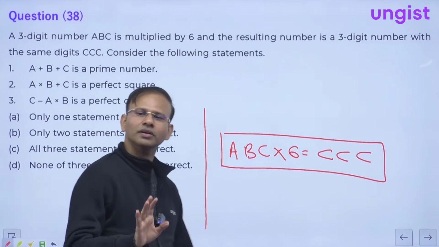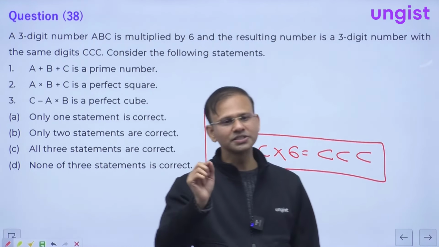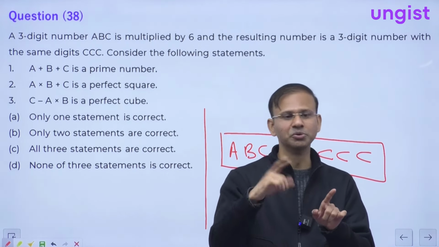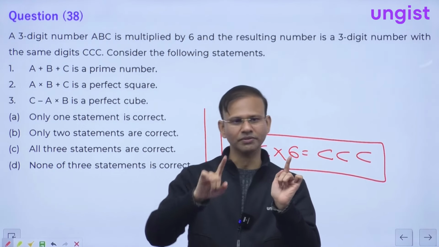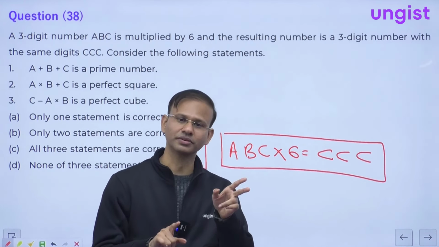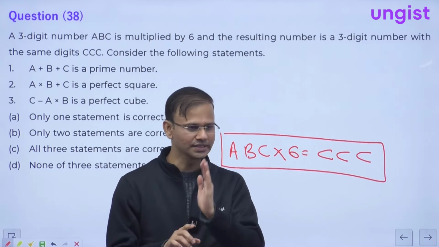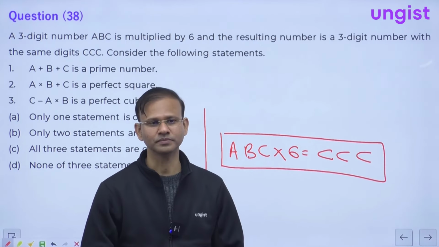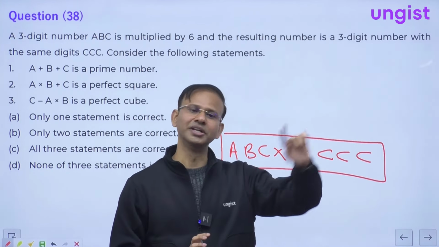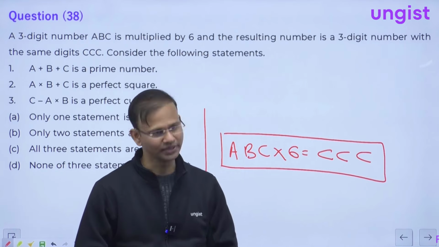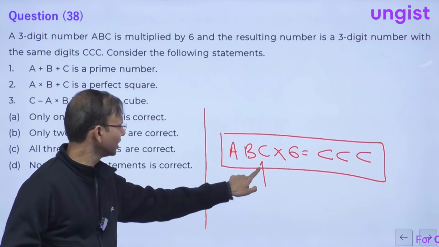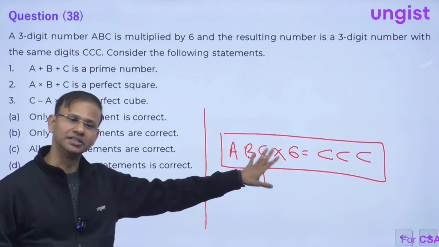6 is the only digit which, when multiplied with an even digit, will give you the same unit digit. 6 into 0 will give you 0. 6 into 2 will give you 2. 6 into 4 will give you 4. 6 into 6 will give you 6. 6 into 8 will give you 8. So 6 multiplied with any even digit will give you the same unit digit. With respect to C, you can say C must be an even digit.